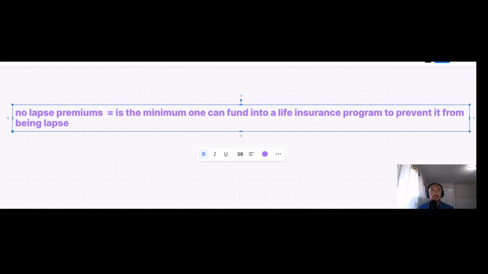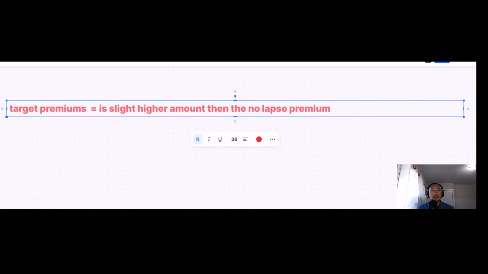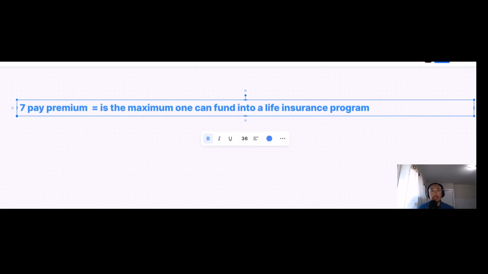Next definition is what we call the no lapse premium, which is the minimum one can fund into a life insurance per month to prevent it from lapse. And target premiums are slightly above the no lapse premium amount that one can fund into their life insurance program. So keep in mind that IUL, specifically IUL, is a very flexible program. Simply you could pay more or you could pay less.